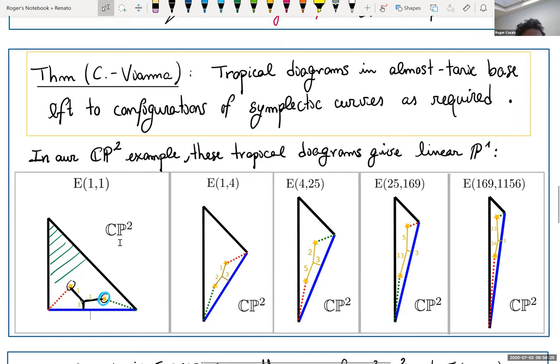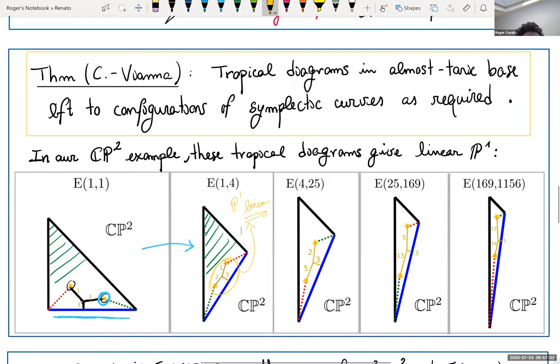Here's the proof of the McDuff-Schlenk theorem. Well, you start in CP2, you see this E11, you detect this line in here, and you say, well, that's the standard line. It can be isotoped to this edge in here. So that's the four ball. I have E11 embedded inside of the four ball. Now you mutate, and you have the ellipsoid E14, which starts here. Now, by the theorem, you can draw this little tropical curve diagram, which yields a P1 that is linear. It's in the homology class of the standard line.